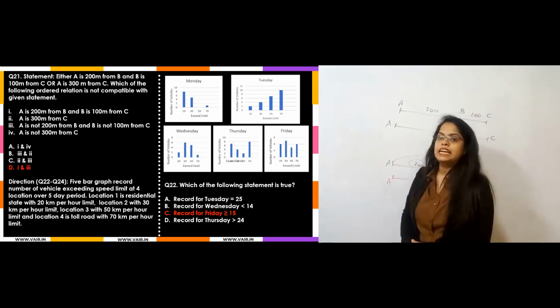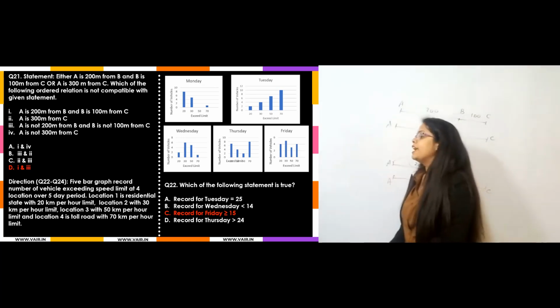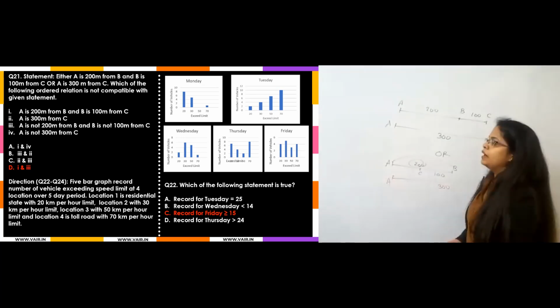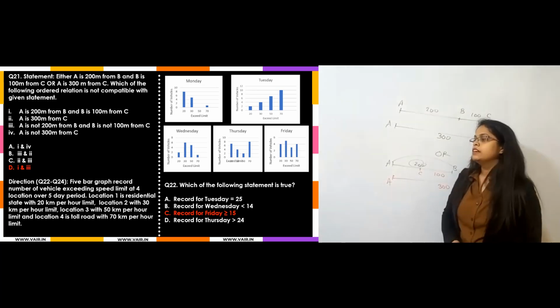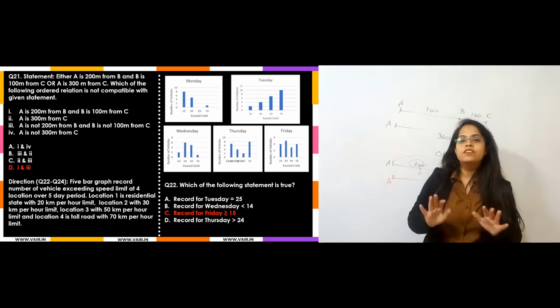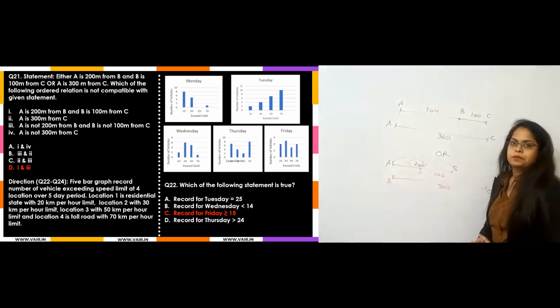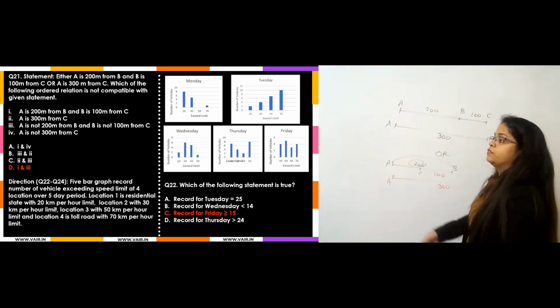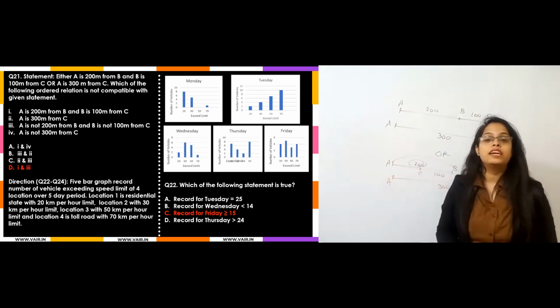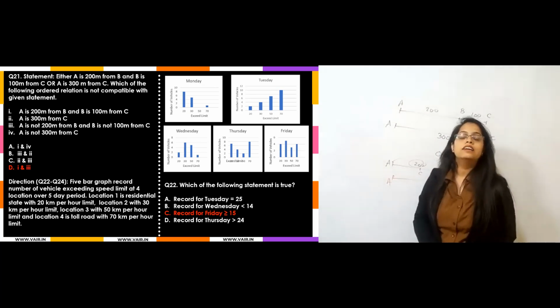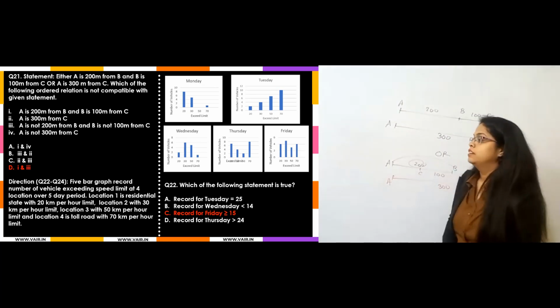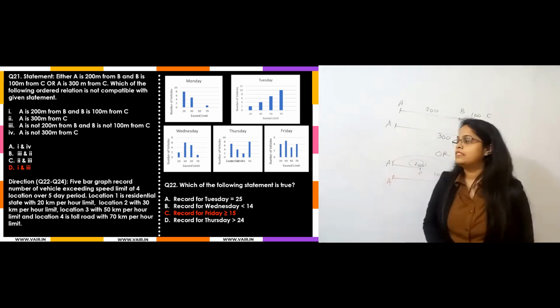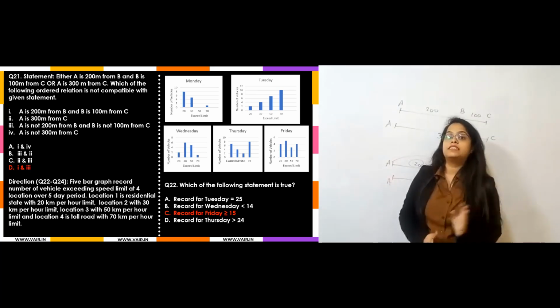Second option is 3 and 2. Third and second statement, what is it? A is not 200 meter from B and B is not 100 meter from C, and 2 is A is 300 meter from C. First, A is 300 meter from C, that one is acceptable. A is not 200 meter from B and B is not 100 meter from C. It is possible. So they are saying that not, but we know that they are. That means we can't say that this is not compatible, because A is 300 meter from C. We have to show A is 300 meter from C.